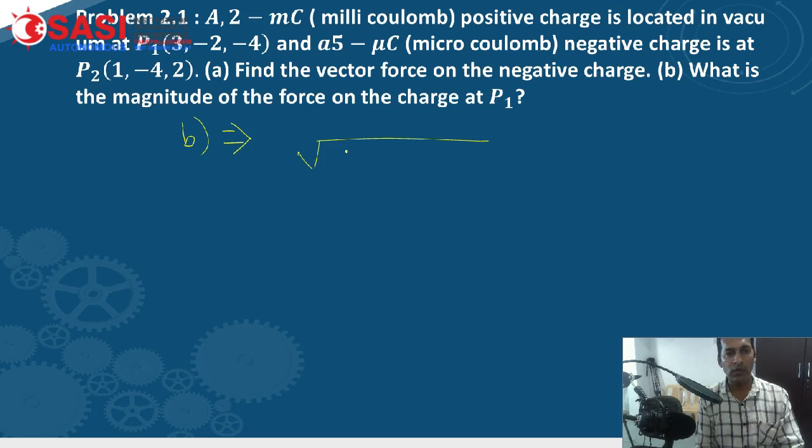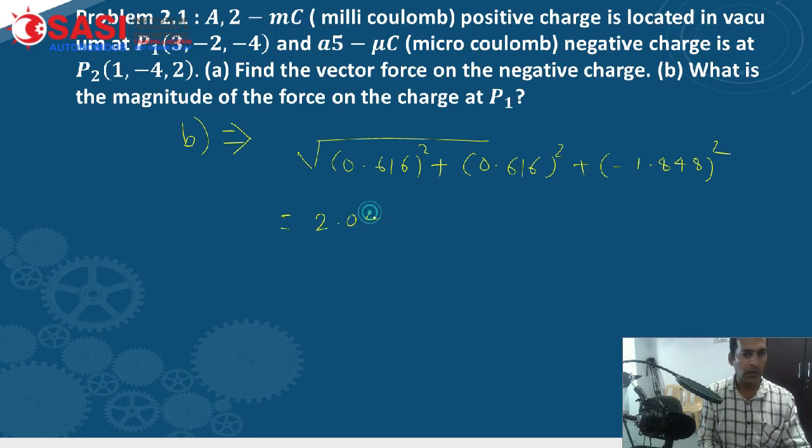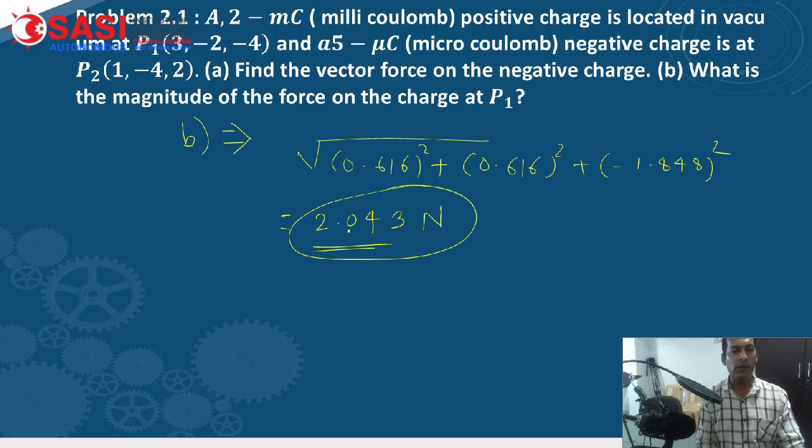From the force we got the values. Its magnitude is the square root of those values. So X we got as 0.616 whole square plus 0.616 whole square plus the third value, which is minus 1.848 whole square. Once we calculate, we get this value as 2.043. This is the magnitude of force. Force unit is Newton. So this is our answer of part B.